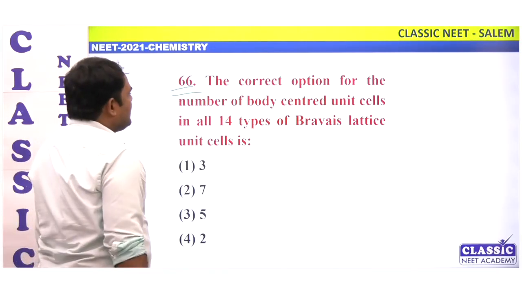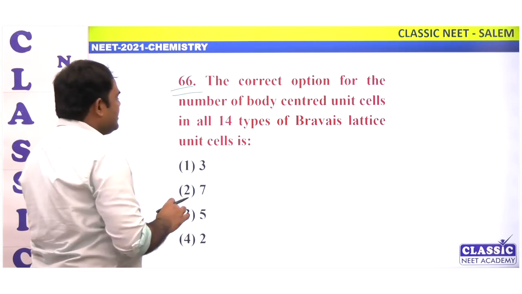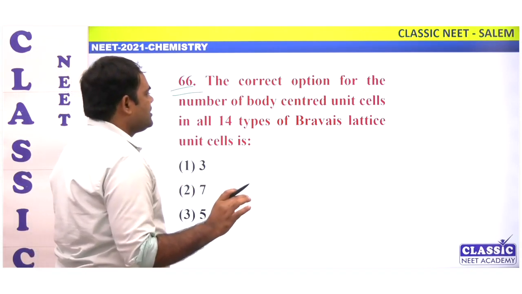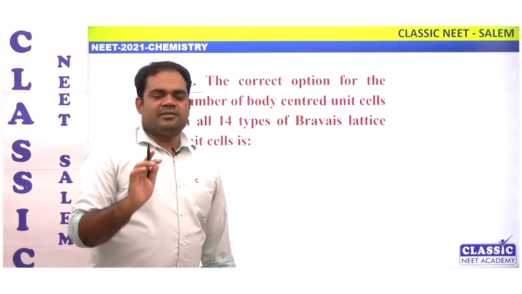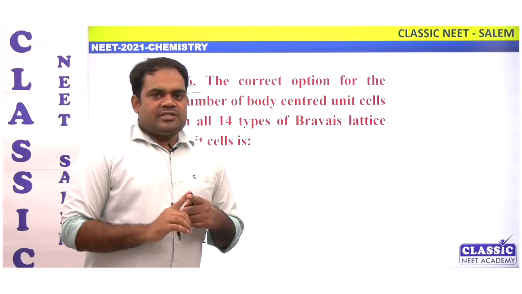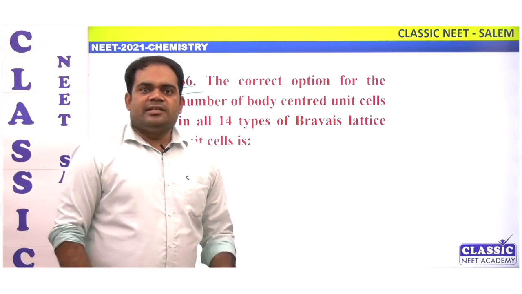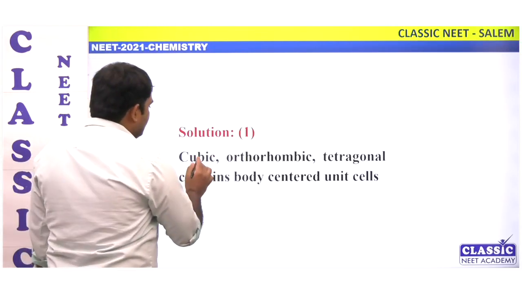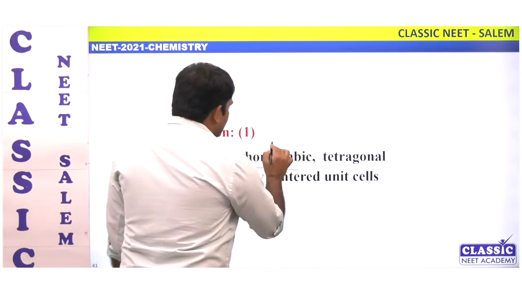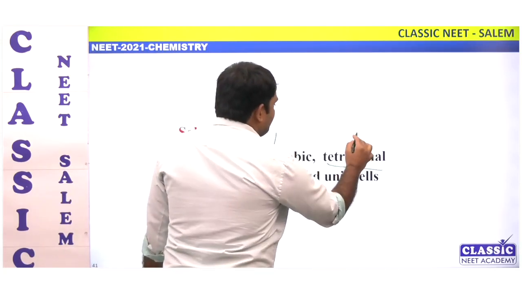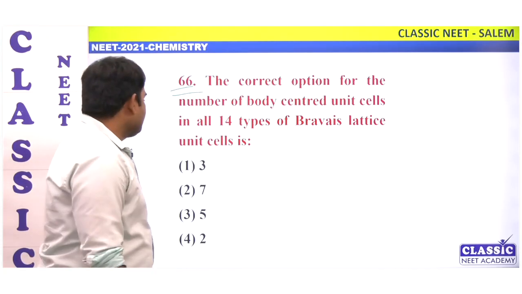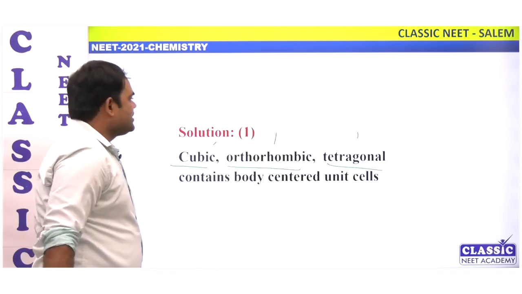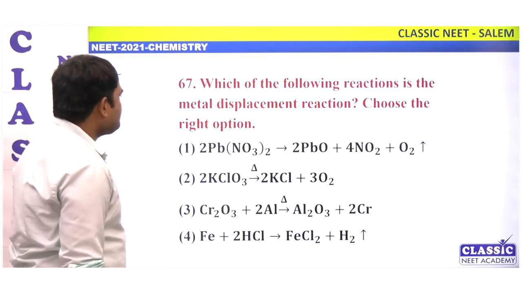The correct option for the number of body centered unit cells in all 14 types of Bravais lattice is 3. All types of Bravais lattice have only 3 body centered unit cells. In cubic there is 1, in orthorhombic there is 1, in tetragonal there is 1. So the total number is 3. So the first one is the correct answer.